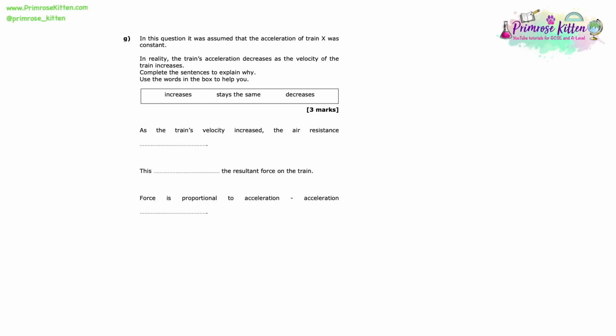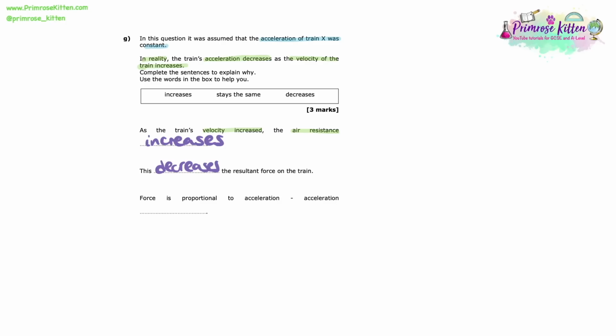In this question, it was assumed that the acceleration of train X was constant. In reality, the train's acceleration decreases as the velocity of the train increases. Here we're asked to complete the sentences to explain why. Okay, so we're told as the train's velocity increases, air resistance, and we should know that as we go faster, the air is hitting us more rapidly, and therefore air resistance increases. Now the effect of this is going to decrease the resultant force on the train. Of course, it's got that thrust pushing it forwards, but now it's got this air resistance counteracting that and making the overall force on the train less.